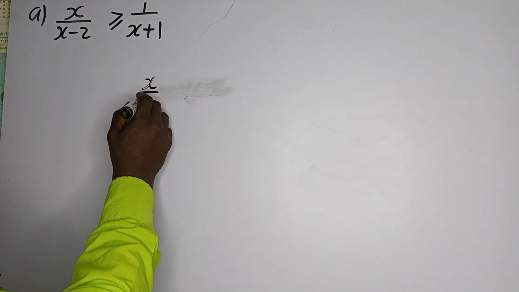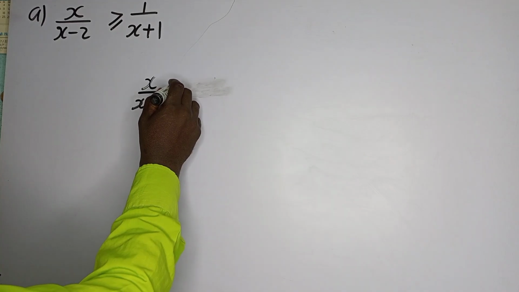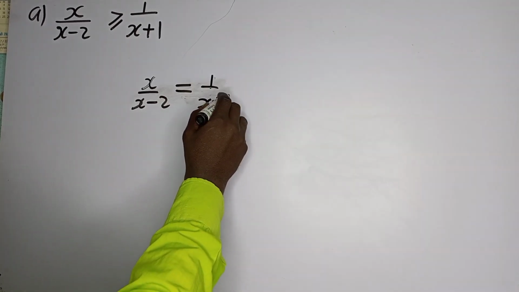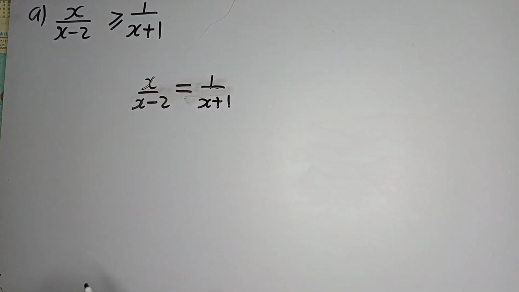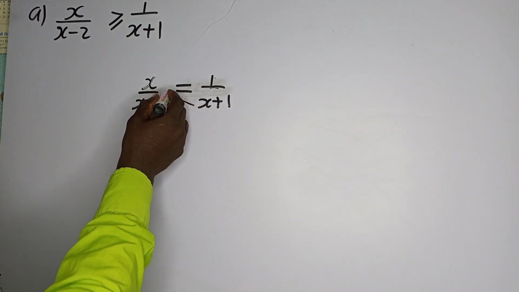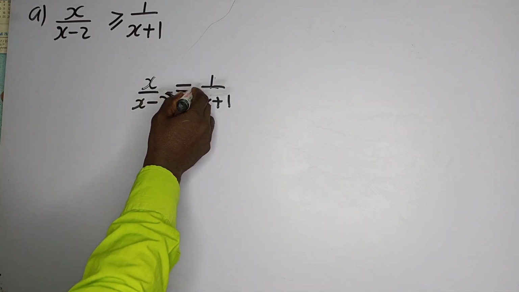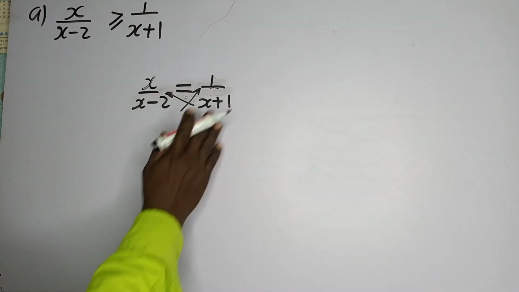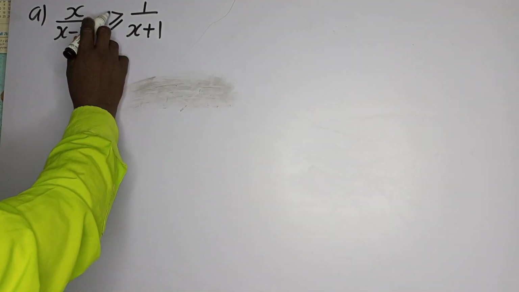But if this were an equation, where we had an equal sign here, we can carry out cross multiplication. Here, cross multiplication is allowed because we don't have any risk of missing out on any solution. All right, so we are doing inequalities. Cross multiplication is not allowed.